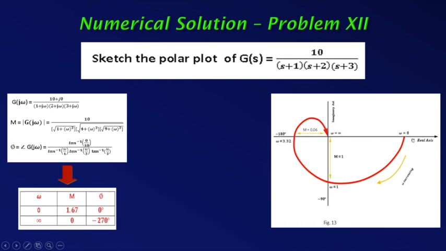This magnitude is considered 1.67. This is the starting point. So 0 degrees to minus 270, that means clockwise movement. Clockwise movement means the negative angle increases. So 0 to minus 90, then minus 180, then minus 270. And this magnitude is 0 when omega is infinity.